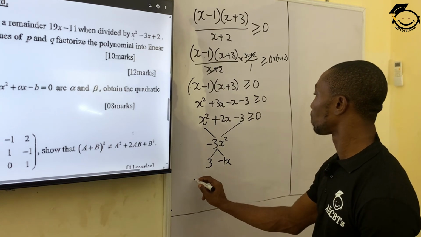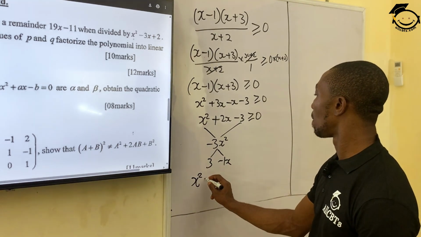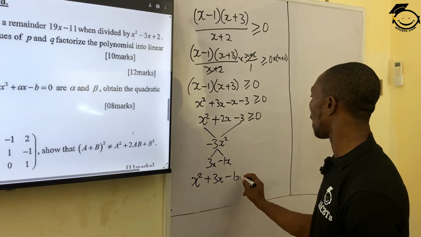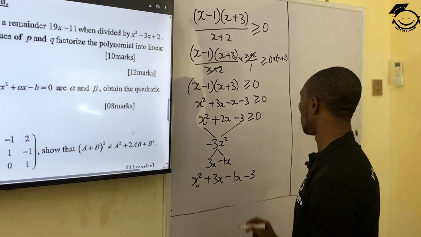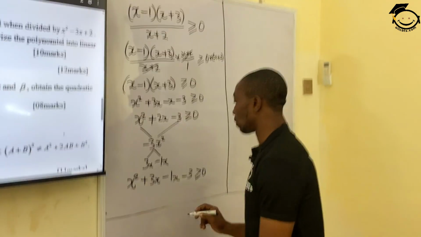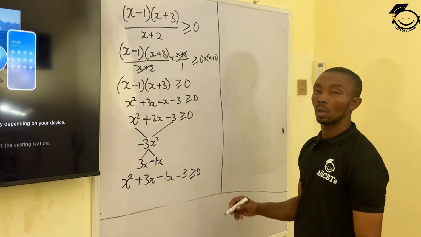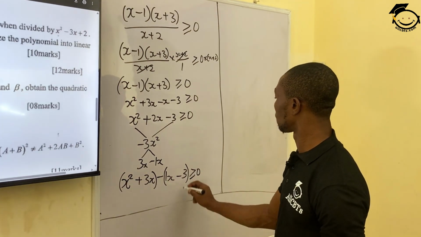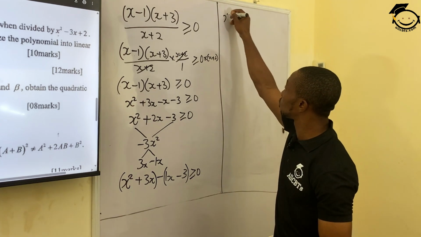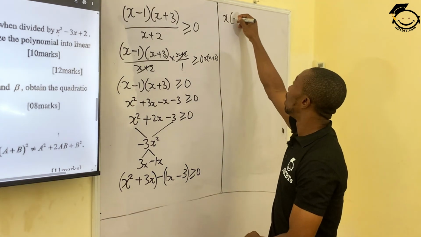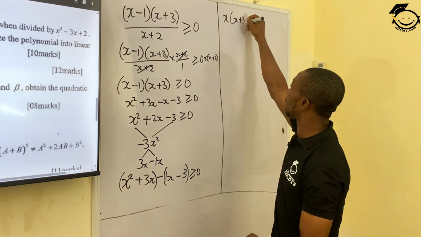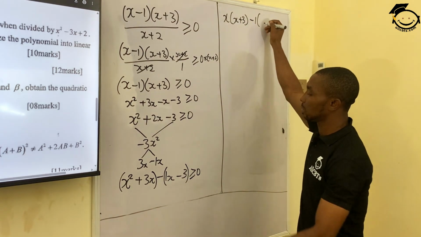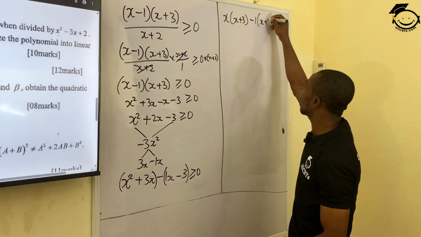So this becomes x squared plus 3x minus 1x minus 3, equals 0. Now factorizing these two, x is common, giving x plus 3, and minus 1 is common, giving us x plus 3.